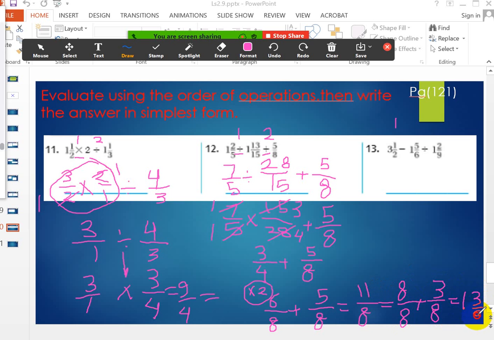Okay, so we will solve only number 11 and 12. Don't solve number 13 because we don't have time.